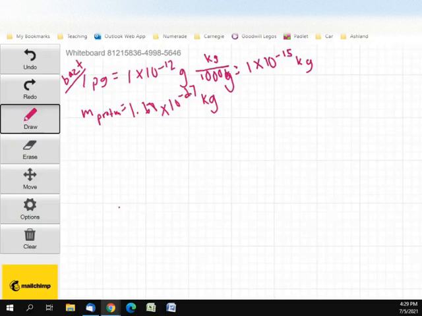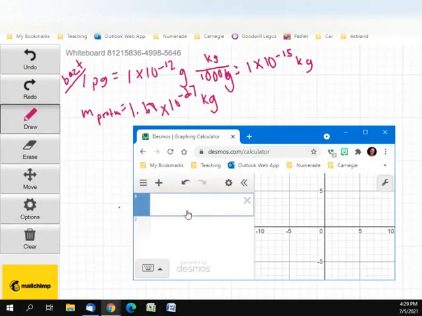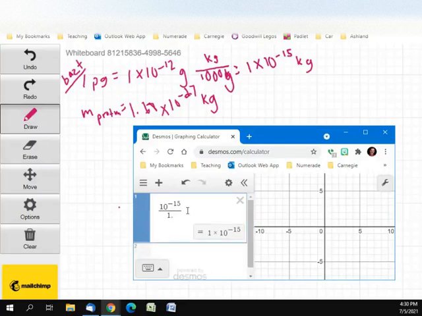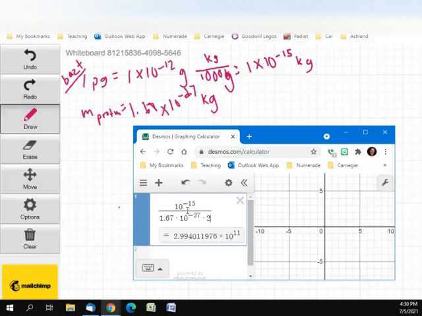Okay, so now if I take the mass of bacteria, which is 10 to the negative 15th power, and I divide it by 1.67 times 10 to the negative 27th power, but then I also have to divide it by 2 because there's just as many protons as neutrons, I would get 3 times 10 to the 11th power.